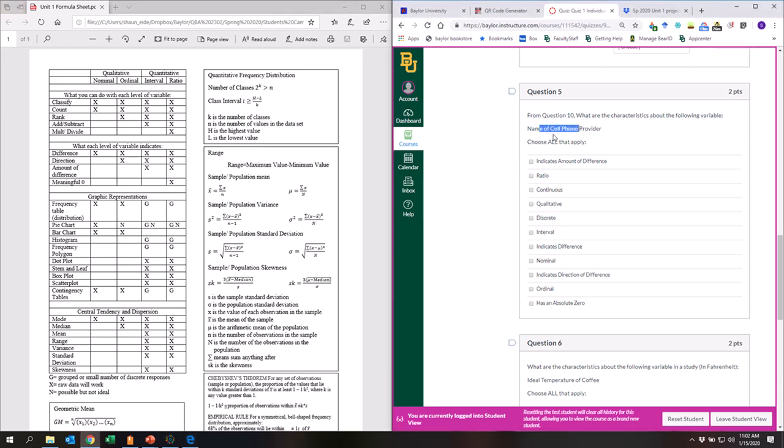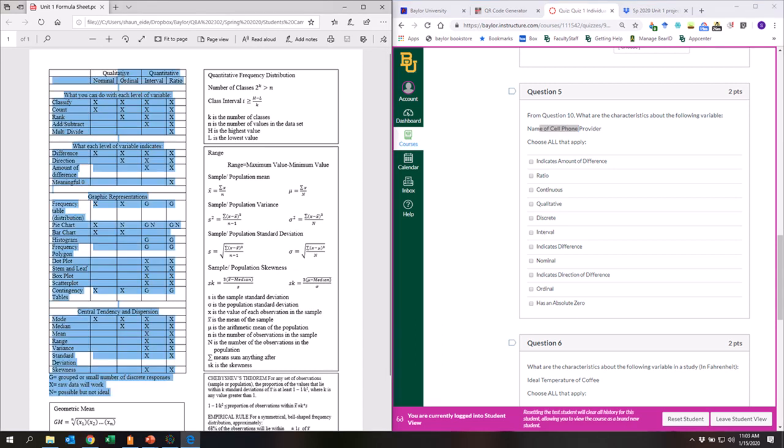Okay, so my question is, is this nominal? Is it ordinal? Is it interval? Is it ratio? What is this? Well, is it a number? If it's just the name of the cell phone provider, that's not a number, so it must be qualitative. If it's qualitative, you notice right up here it says qualitative.